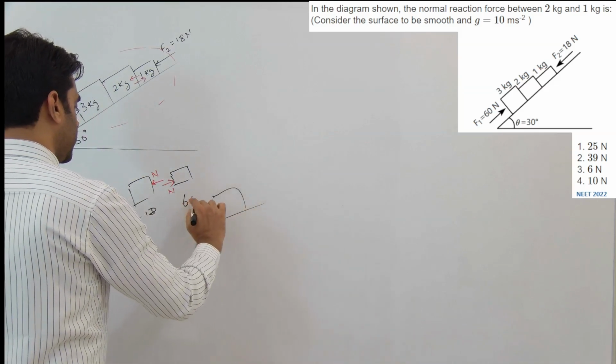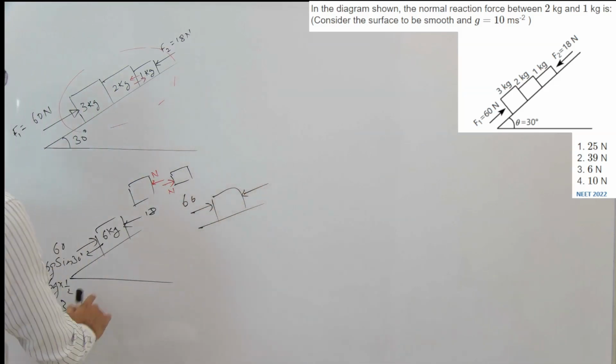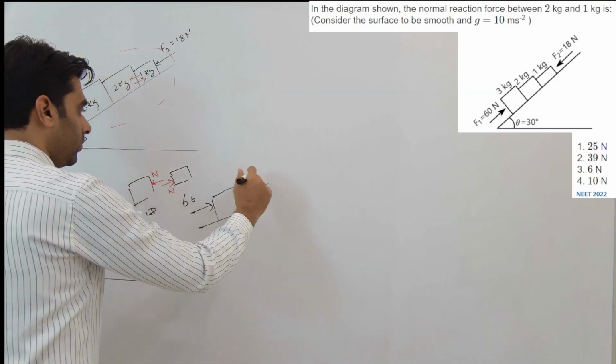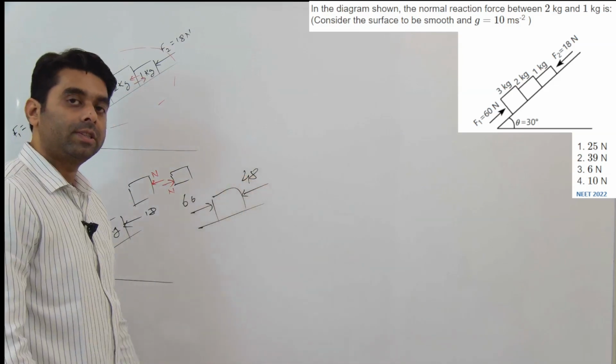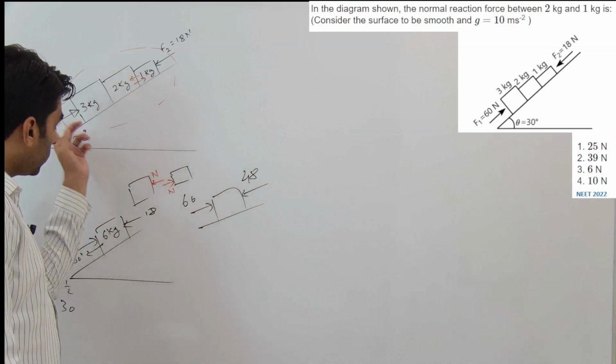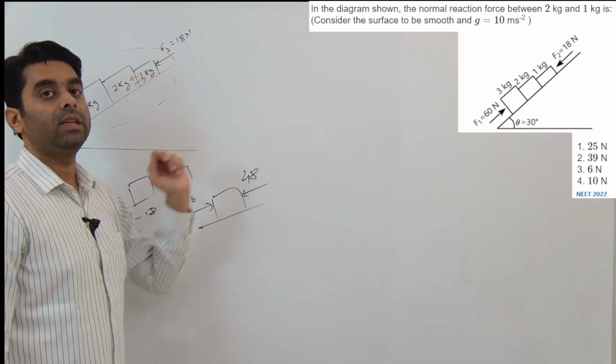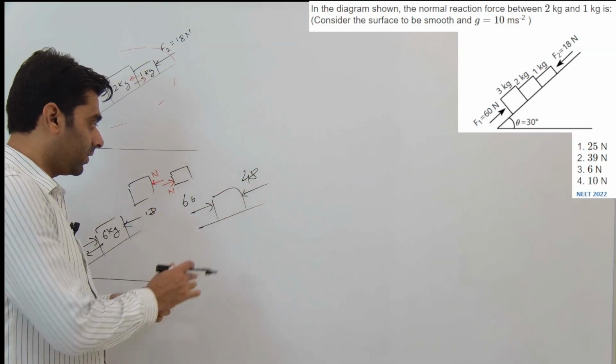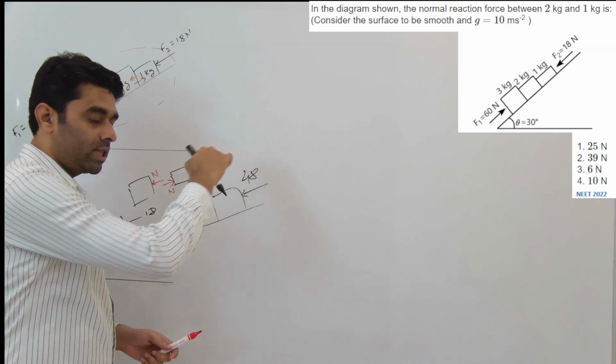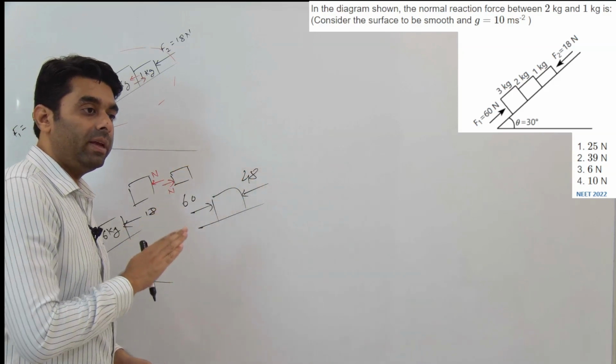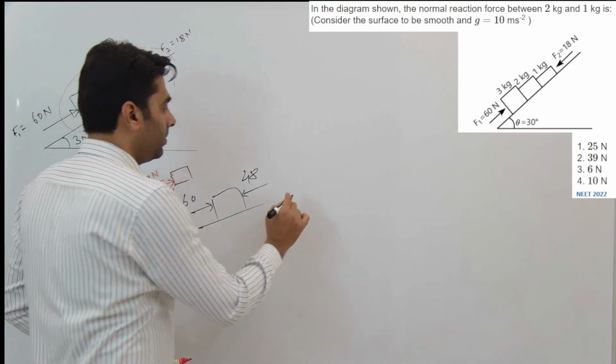Upward is your 60 and downward you are having 30 plus 18, so the downward force is 48. Which side will the system, that means all these blocks, be moving? Up the incline, because the net force upward is 60 Newton and the net force downward is 48 Newton. So they will be having upward acceleration. What will be the acceleration?